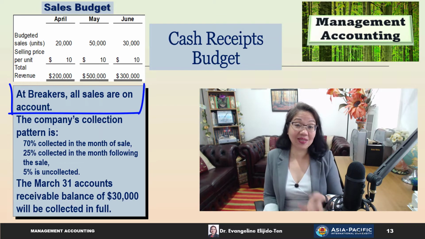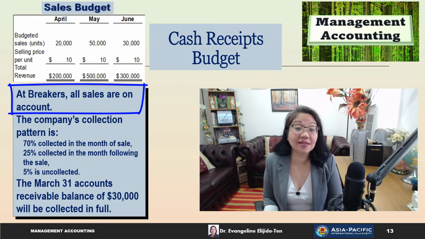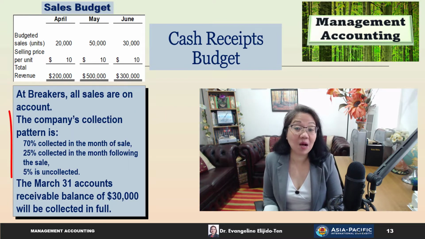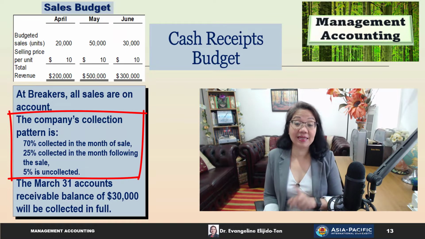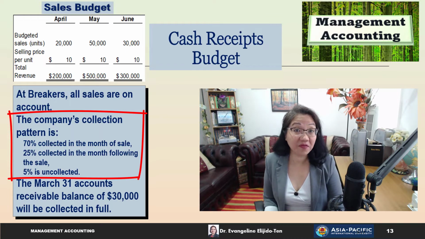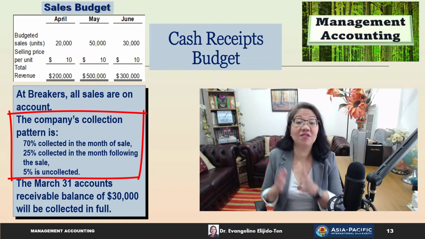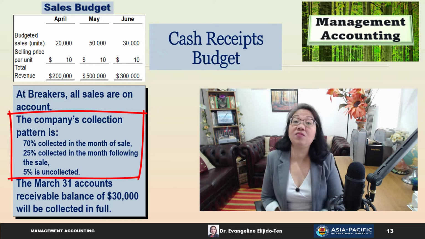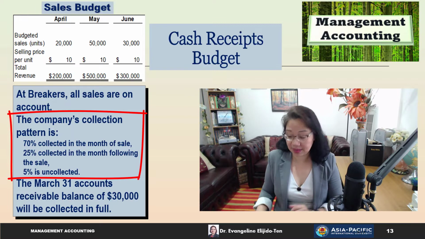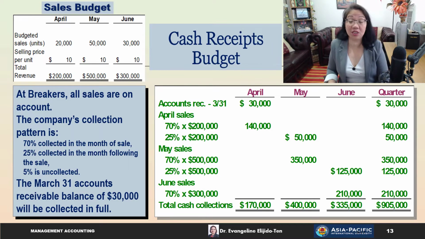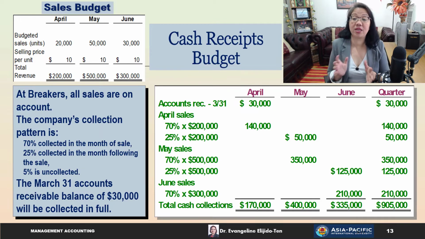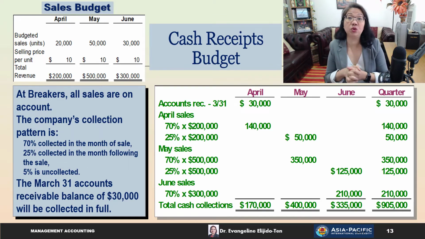At Breakers, it says, all sales are on account. The company's collection pattern is 70% collected in the month of sale, 25% collected in the month following the sale, and 5% remains uncollected. So, how does a cash receipts budget look like? We will start with the accounts receivable from previous quarter.